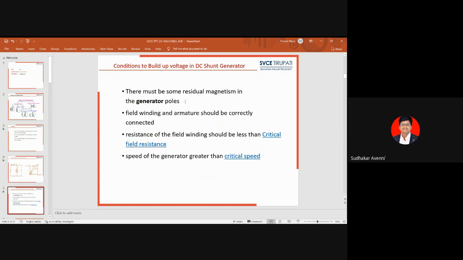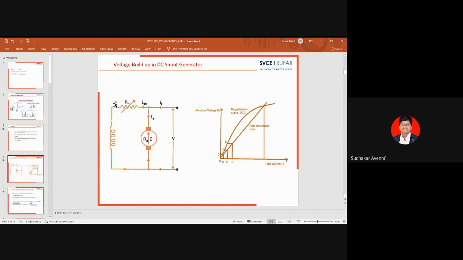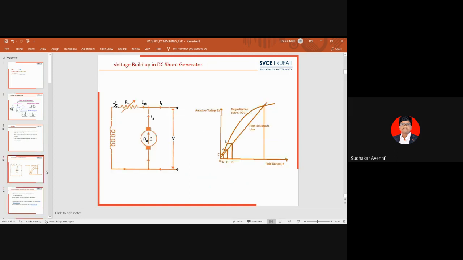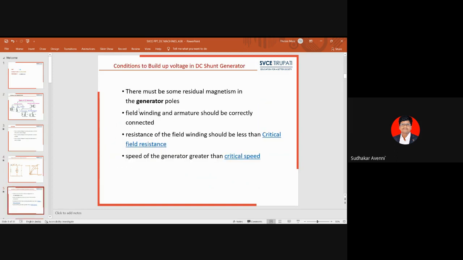There are some main conditions required for the voltage build up process to take place in DC shunt generators. There are four very important points. One, there must be some residual magnetism in the generator poles. The field winding and armature winding should be correctly connected. The field winding and armature winding should be properly connected. The resistance of the field winding should be less than the critical field resistance.